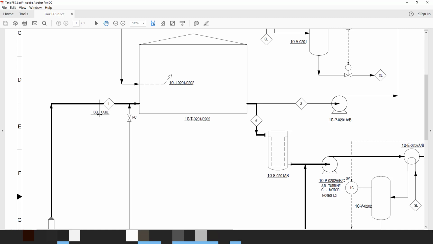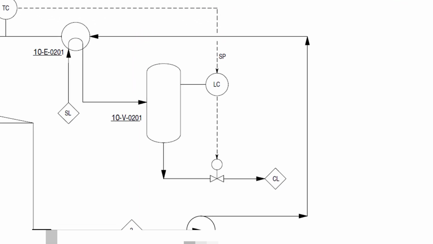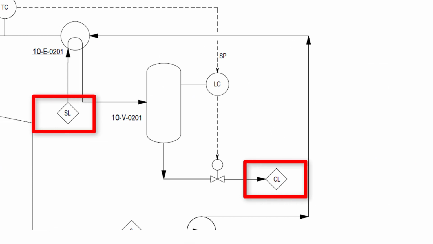Square box with the letter inside means it refers to other service, and for the detail of that stream you have to refer to the PFD of that process. Here SL means steam line and CL means condensate line.